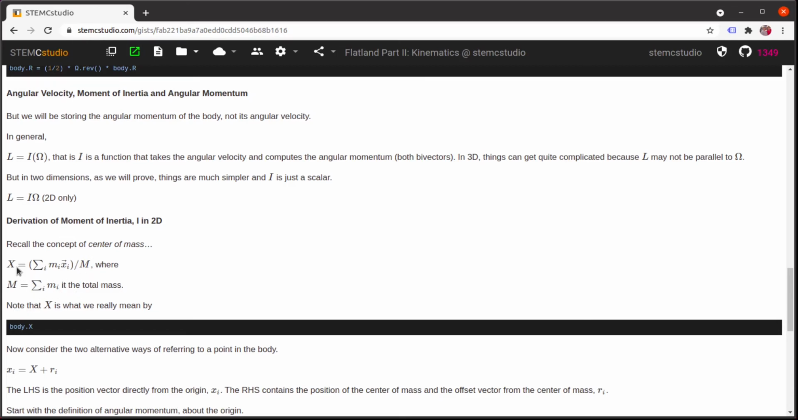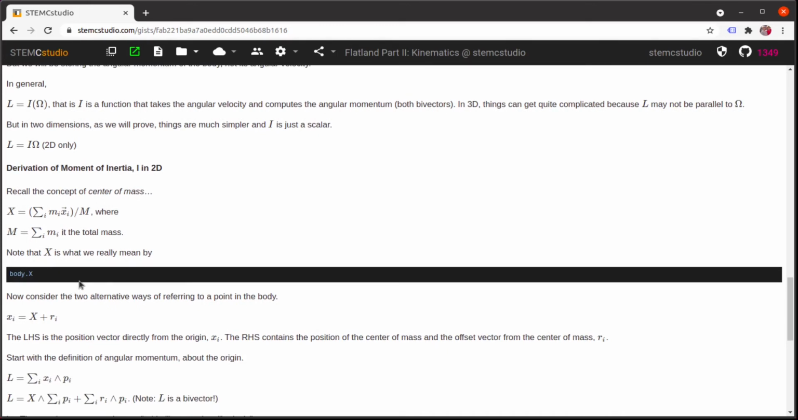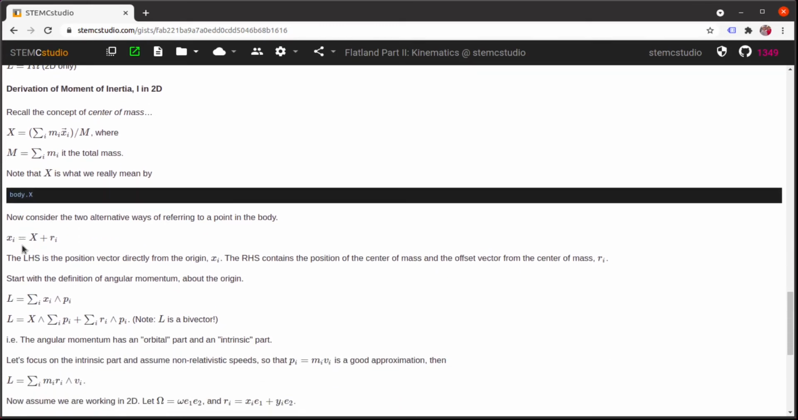You should note that big X is actually what we really mean by body X. So when we have body X in our simulation, big X is the position of the center of mass of the body. It's not just an arbitrary place in the body that we pick. It actually means the center of mass. There are two alternative ways of referring to a point, or the ith point, or the point with the index i in a body. We can use little x_i, which is a vector, and I could have over arrows here, but I'm trusting that by now you're getting used to not having the over arrows all of the time.